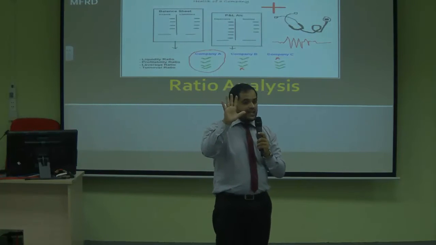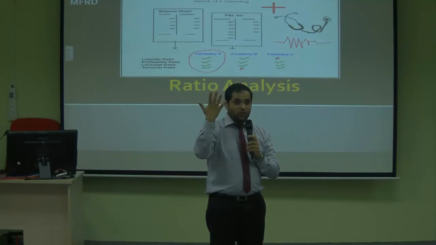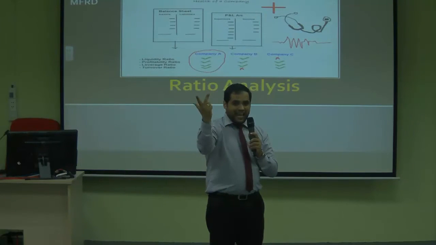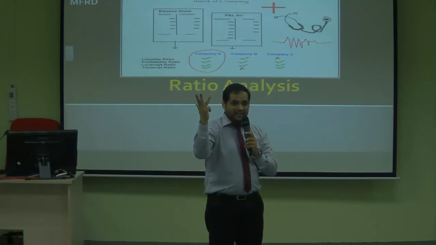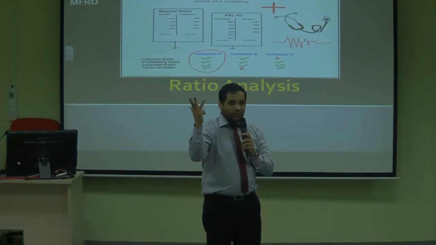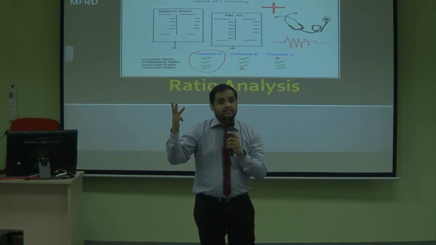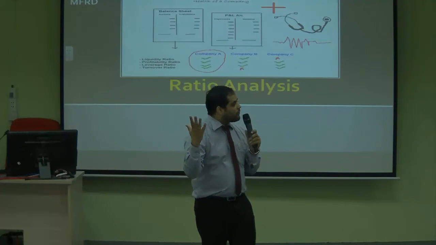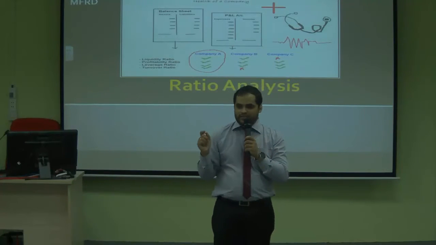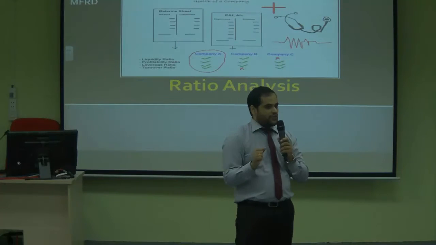So a financial statement is a combination of these 5 components, remember. Balance sheet, profit and loss, cash flow statement, statement of change in equity, which we sometimes call the statement of retained earnings. And the fifth component is notes. So these are the 5 components of a financial statement.